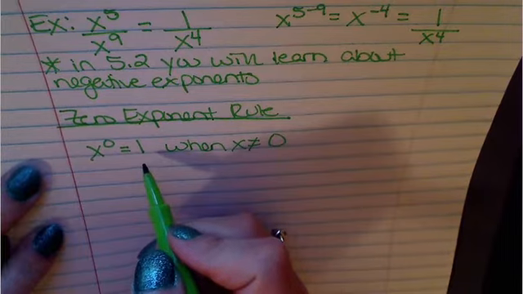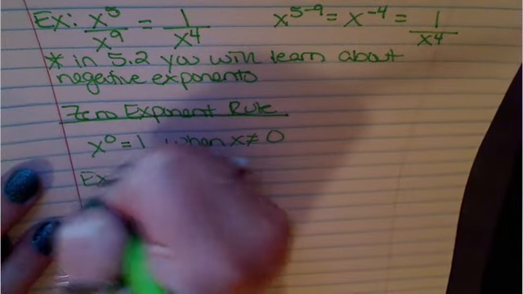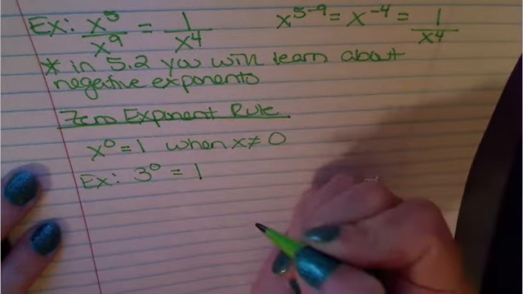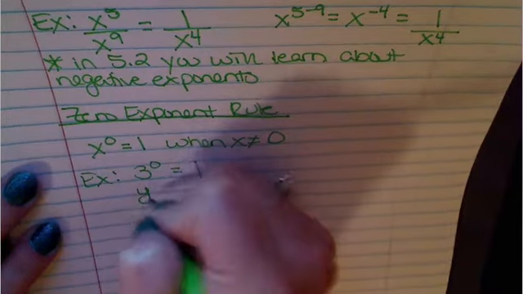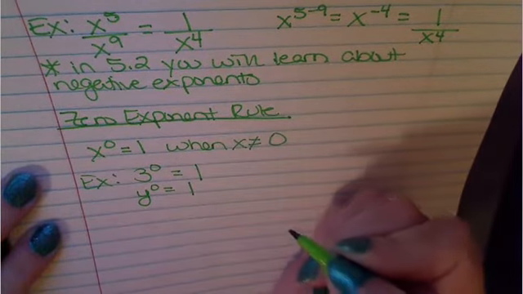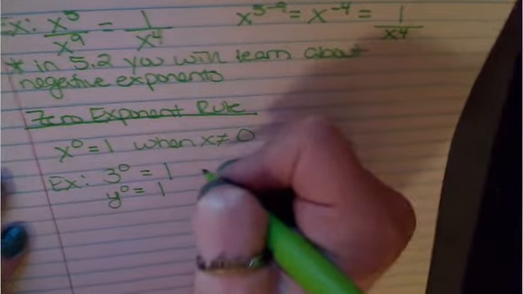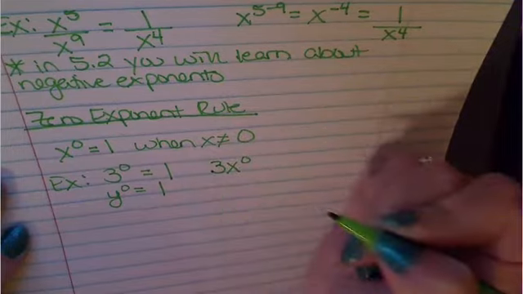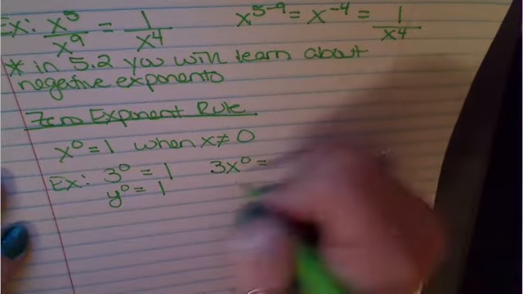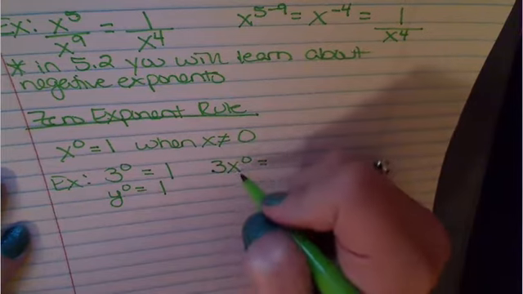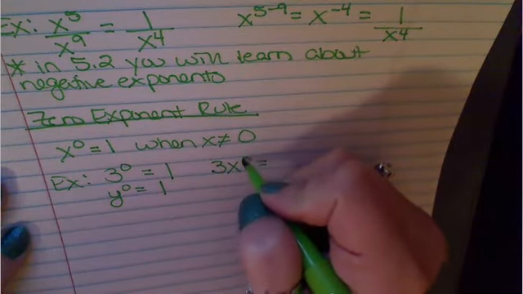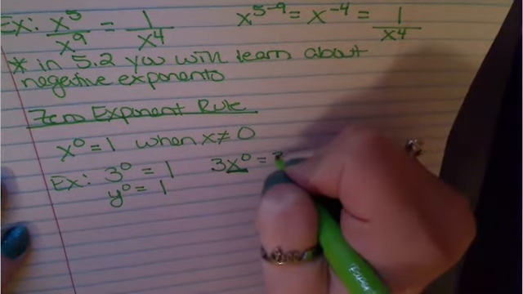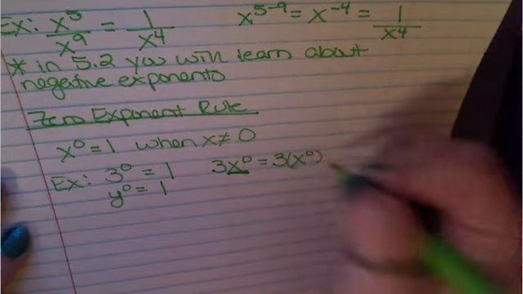So let's look at an example. We have 3 to the 0 power, that equals 1. We have y to the 0 power, that equals 1. Here's kind of a tricky question. We have 3x to the 0 power. Before everybody says 0, we have to look. The only thing that this 0 is connected to is this x. It's basically like saying 3 times x to the 0 power. So that's 3 times 1, which is 3.